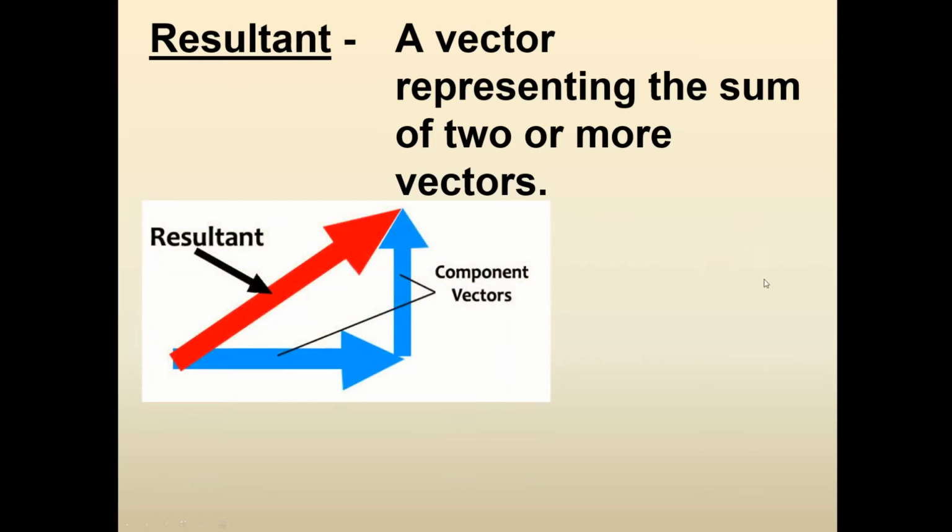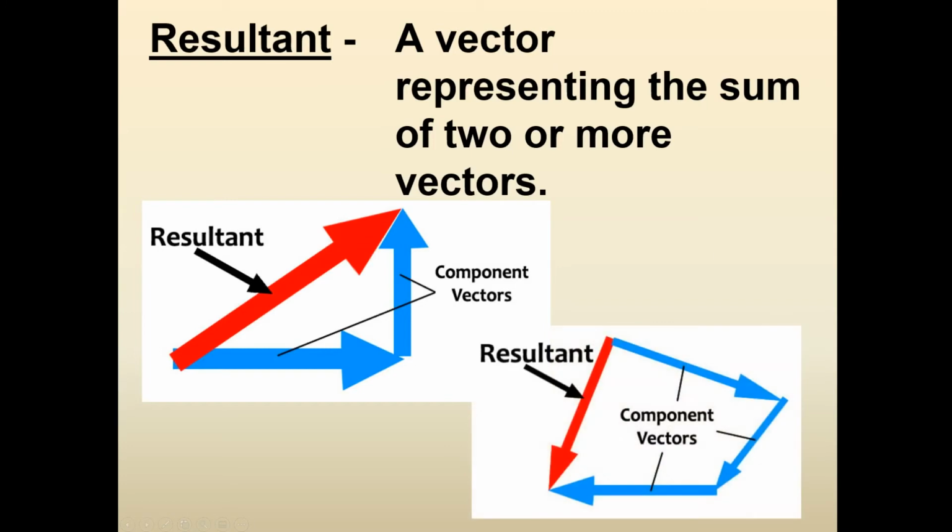Some visual examples. What I have in blue here are the component vectors, and the red vector here is a resultant. Now, this is a typical two-dimensional vector breakup. However, it does not have to be that pretty. Here are my vector components, and my resultant is from start to finish. So these blue vectors, they could be displacements, forces, accelerations, anything that is a vector.